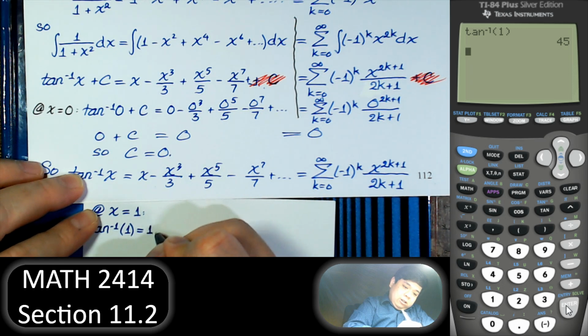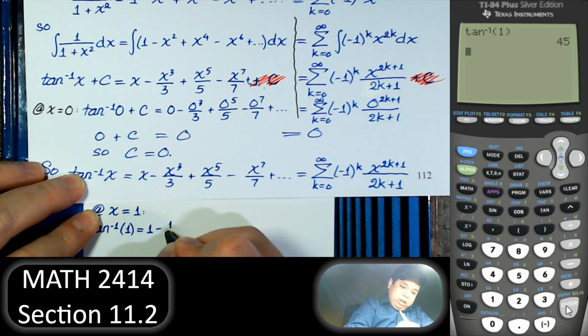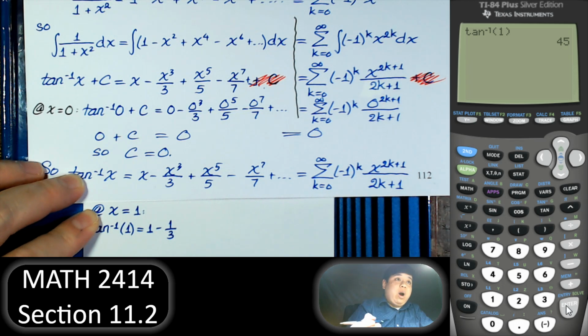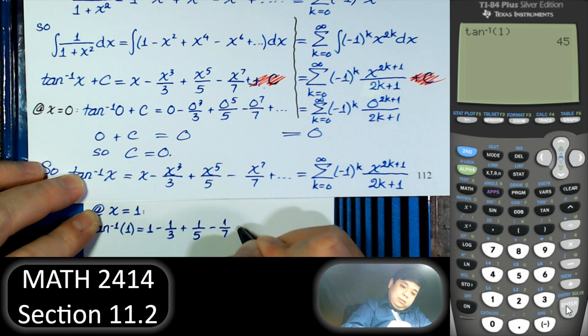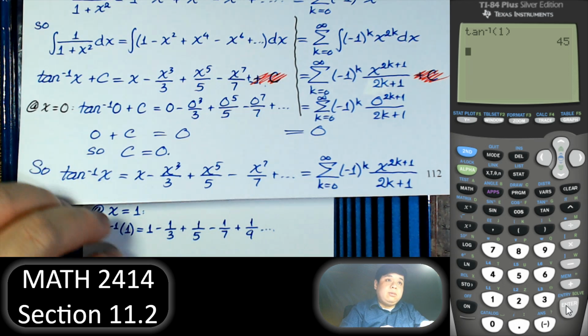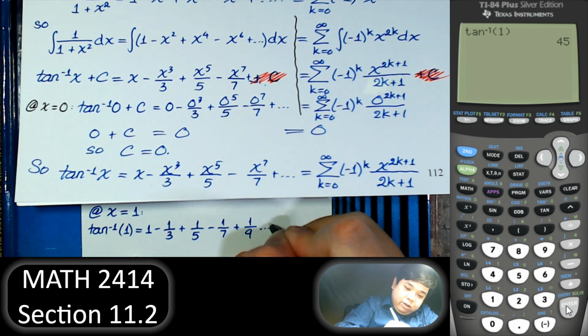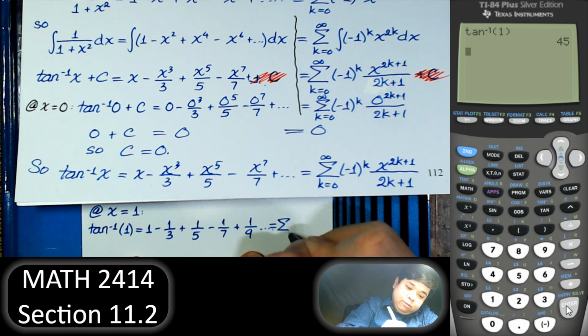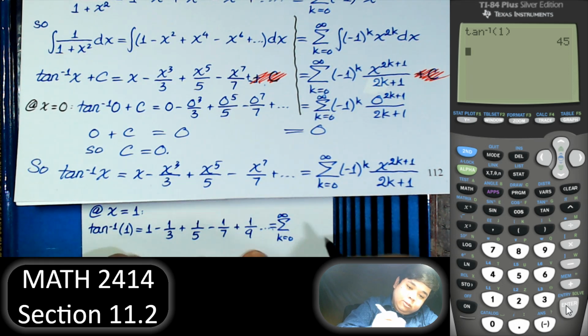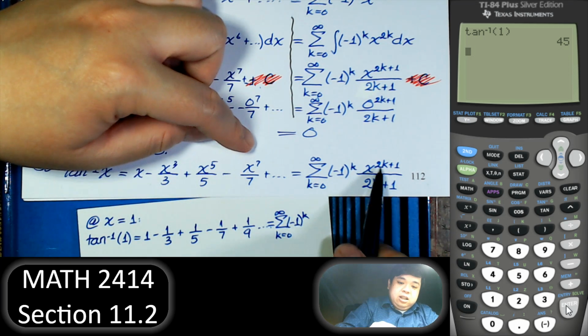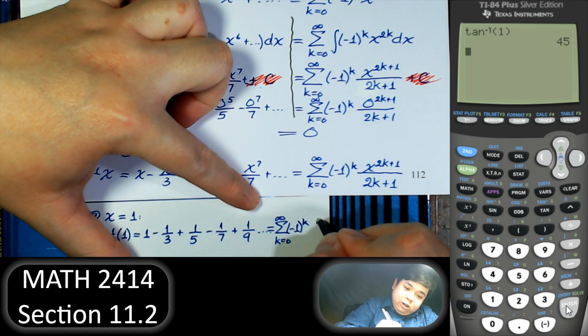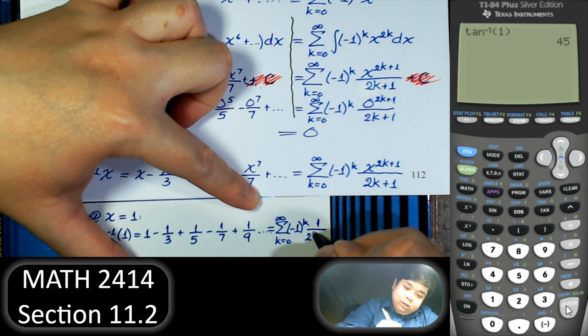So if we have x equal to 1, let's put 1 in for x. So 1 minus 1 cubed over 3. If we put 1 in for x, it doesn't matter what the power is, it's still 1, right? Or in the power series, or in the summation form, negative 1 to the k, the x here equal to 1, so we just have 1 over 2k plus 1.